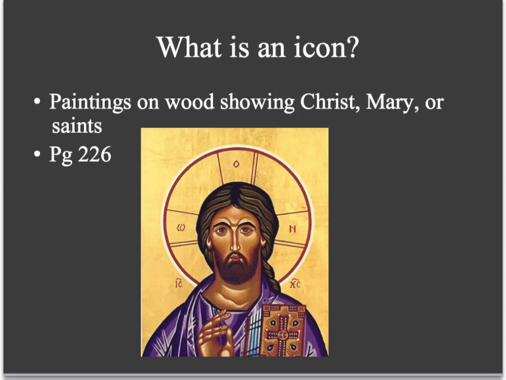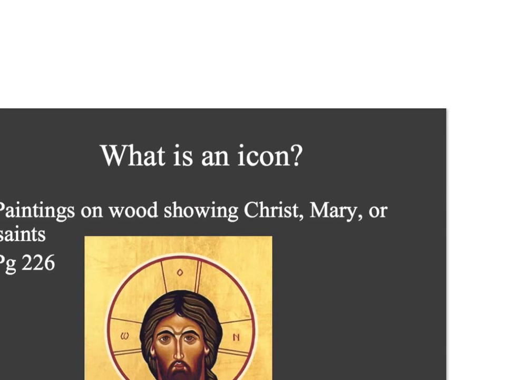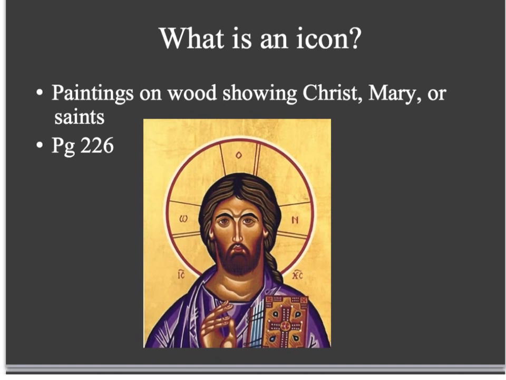So let's define what an icon is. Typically an icon is on a piece of wood. It was used during the Byzantine period, and it basically shows, as pictured right here, Jesus, Mary, a saint, somebody that's a big Christian figure, in a traditional church pose. You might see a halo, something like that. Page 226 in your text does a great job describing what it was like to go to an icon.